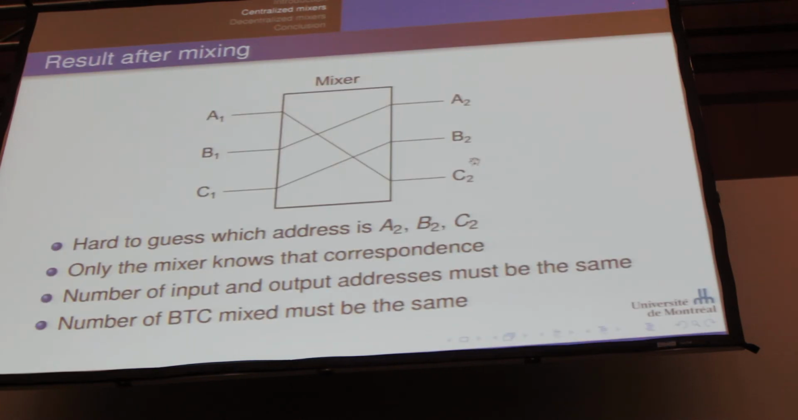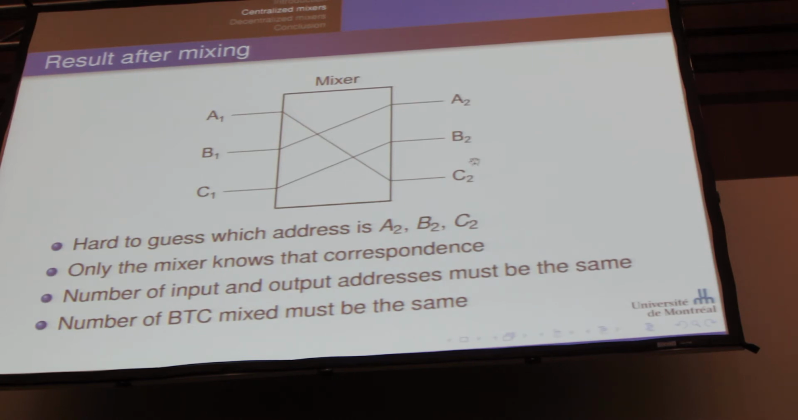An example you could do here is that the mixer could send Alice's coins to Charlie, Bob's coins to Alice, and Charlie's coins to Bob. The idea is that if you're looking at the blockchain, you only see that address A1 sent to an address on the right, but of course the C2 handle is unknown. So it would be hard to guess to whom the addresses on the right belong.